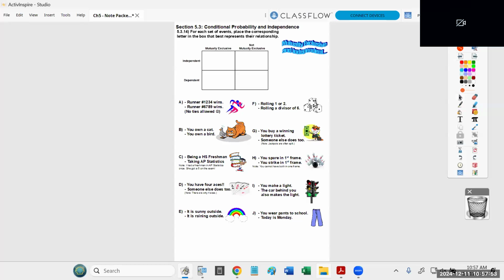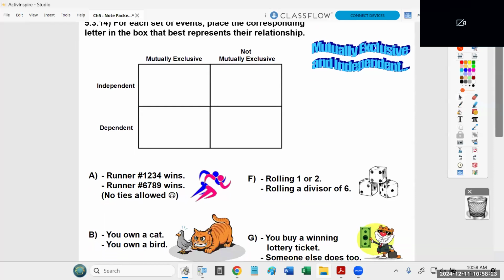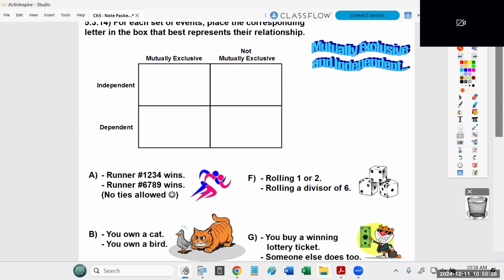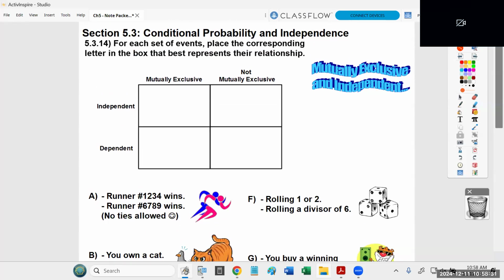Okay? I need you to really separate out the concept of independent, dependent, that's one idea, versus mutually exclusive or not. I'm telling you now, these are two concepts that people love to twist into a pretzel and act like they're the same thing, and they're just not. Independent, dependent is a very different decision than mutually exclusive or not. Okay? That's what I want to try to demonstrate here. All right, we're only going to get through maybe the first four, and then we'll treat the other ones as maybe a warm-up tomorrow. That's probably what we'll do here. Okay? So for each set of events, place the corresponding letter in the box that best represents their relationship.